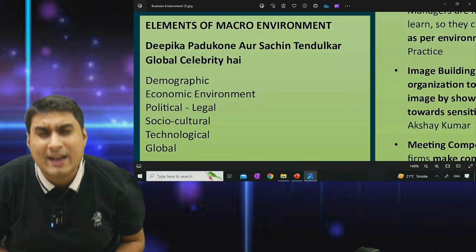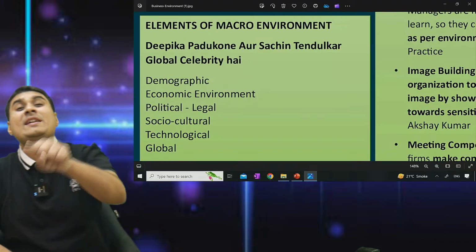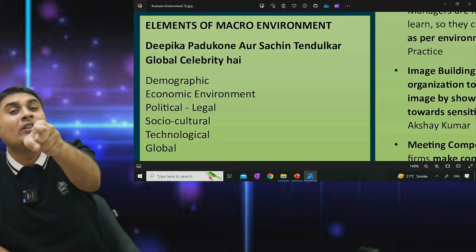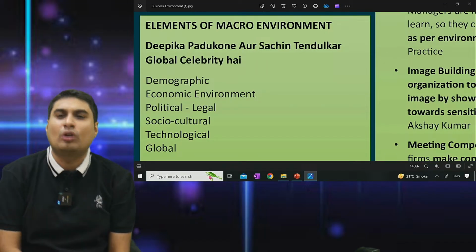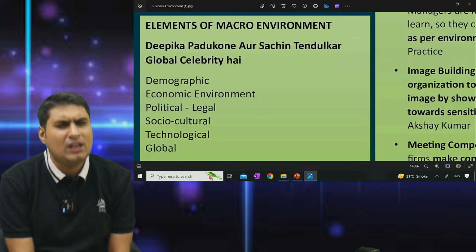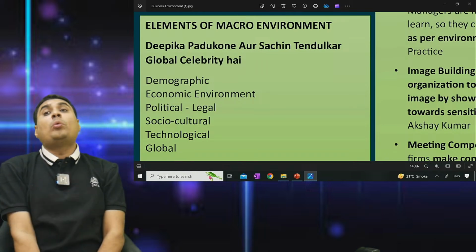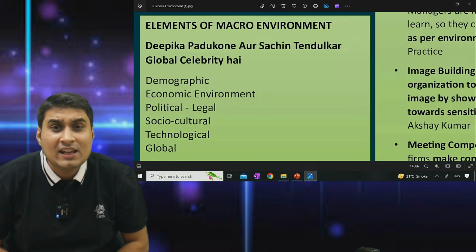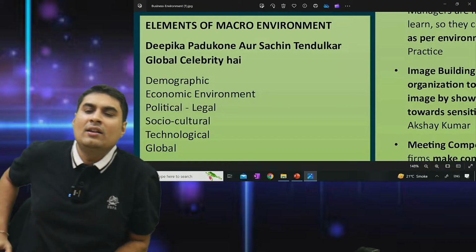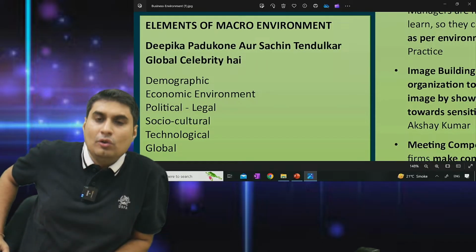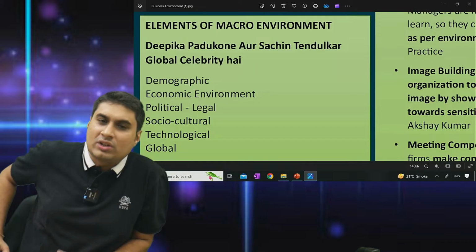English. D for demographic. Deepika. So in Deepika, E will come, no? Deepika is pregnant, by the way. E for economy. D for demographic, E for economy. Padukone, political, legal. Sachin, socio-cultural. Tendulkar, technological, global. Global, we are yet to study, don't worry.